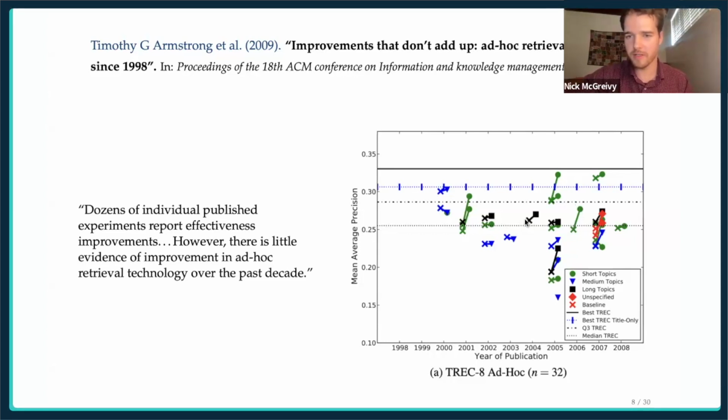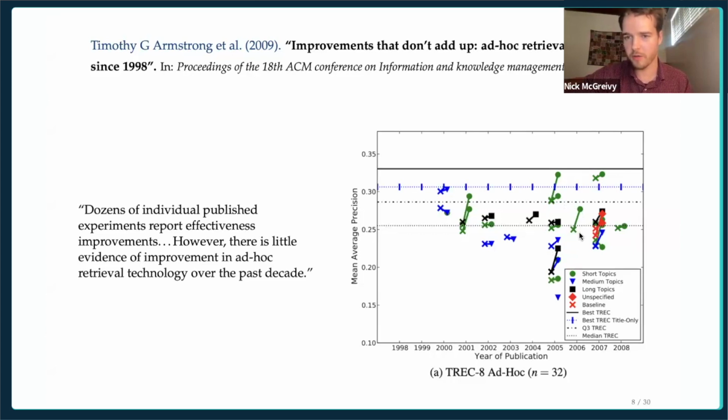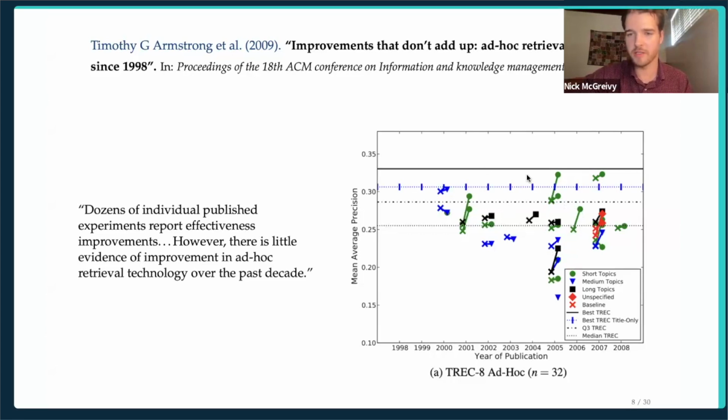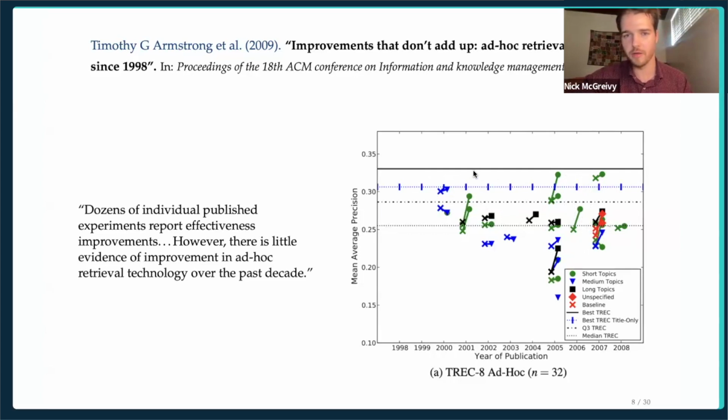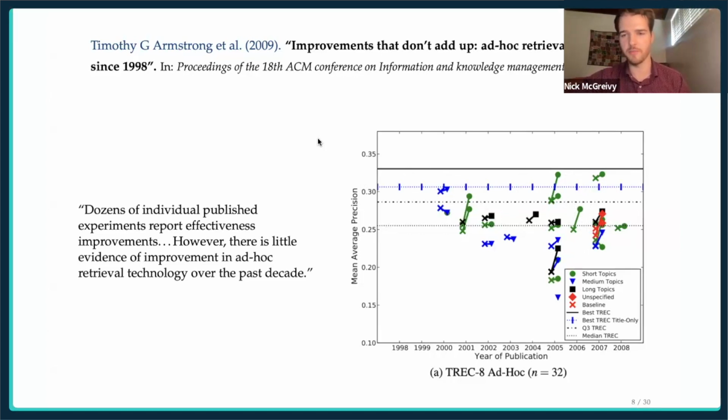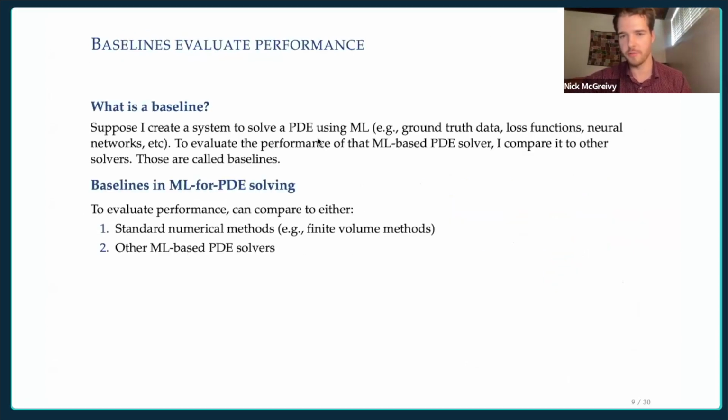However, because all of the baselines are weak, none of them are better than the best in 1998, and many of them are actually worse than the median in 1998. Despite all these papers claiming to make progress, actually no one has done better than in 1998. So this is sort of analogous, I think, to what I'll be presenting on in this section. Just sort of an analogy to see that this is not a new phenomenon.